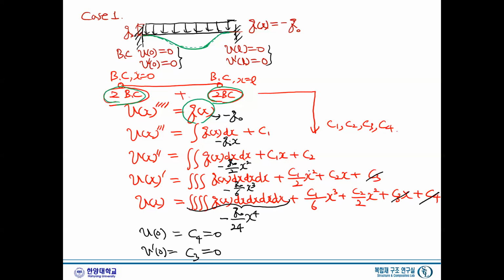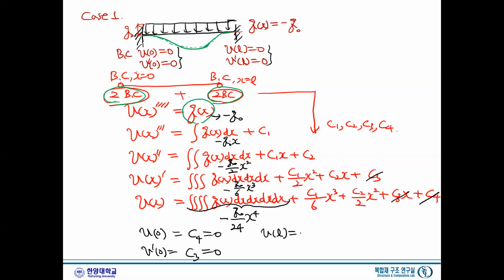Now, we need to determine C1 and C2. Well, there is another condition at V at L, x equal L. So V at L, now we have to substitute L here. So V at L, now this one, please, is no longer 0.